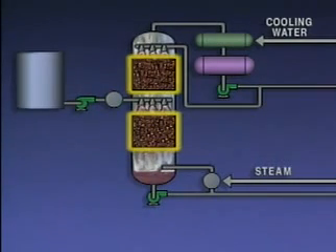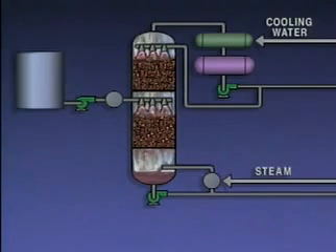Packing can be made from many different materials, including porcelain, copper, aluminum, and iron. The main requirement is that the material must be compatible with the liquid in the tower and the conditions under which the tower is operated.